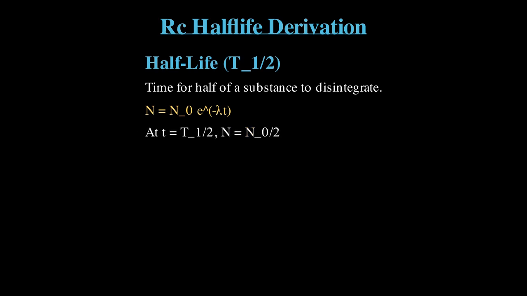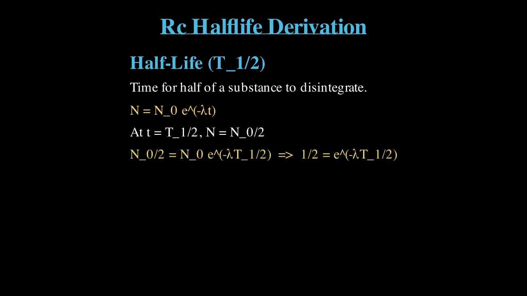Substituting this, we get N naught by 2 equals N naught times e to the power negative lambda T1/2. We can cancel N naught from both sides, leaving 1/2 equals e to the power negative lambda T1/2. Taking the natural log on both sides gives natural log of 1/2 equals negative lambda T1/2.